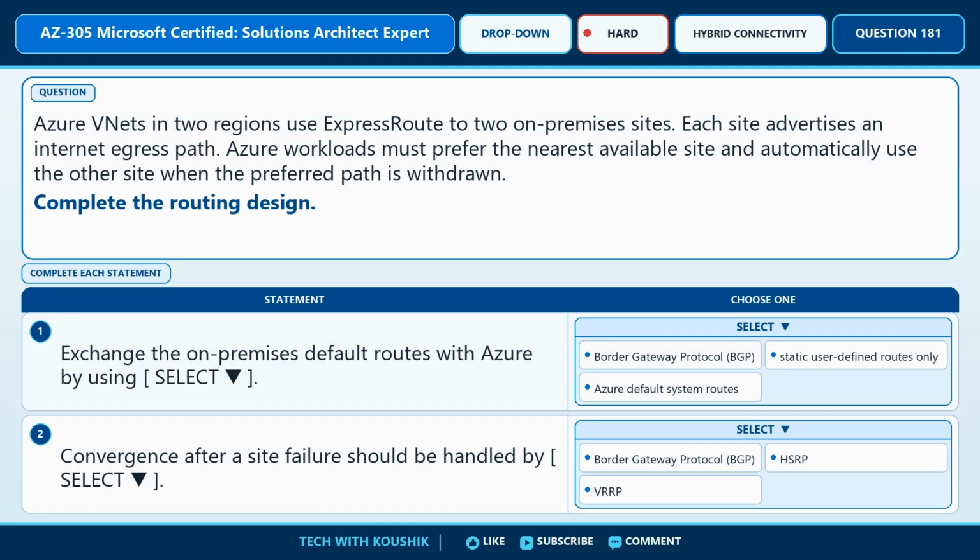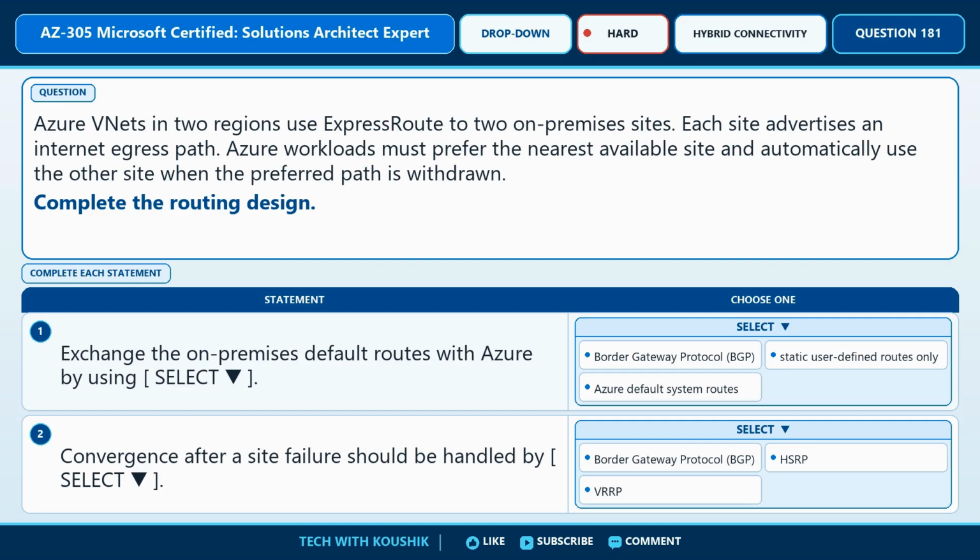Review question number 181 carefully. The focus now shifts to hybrid connectivity. Let us first review the situation. Azure VNets in 2 regions use ExpressRoute to 2 on-premises sites. Each site advertises an internet egress path. Azure workloads must prefer the nearest available site and automatically use the other site when the preferred path is withdrawn.